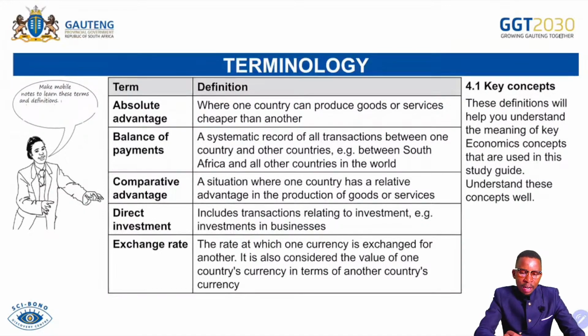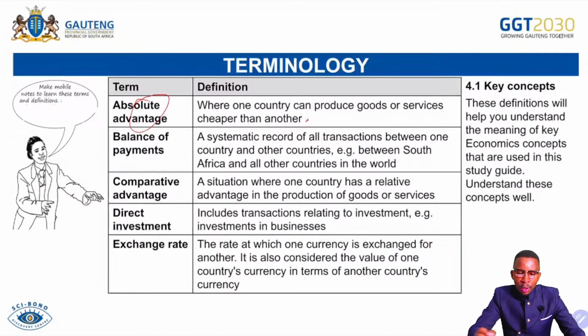So we have absolute advantage, where one country can produce goods or services cheaper than other countries. So you'll find that two countries are producing vehicles. If these two countries are producing these vehicles with the same budget, one country can produce maybe 50 items, and the other country can produce maybe 5,000 items.